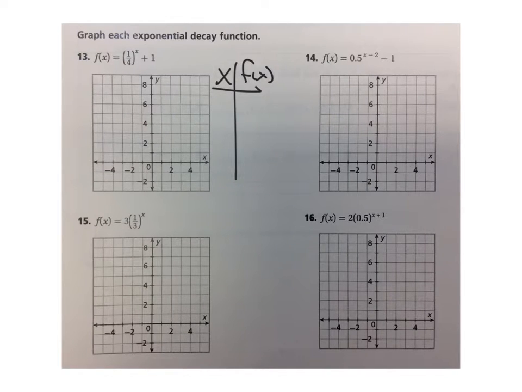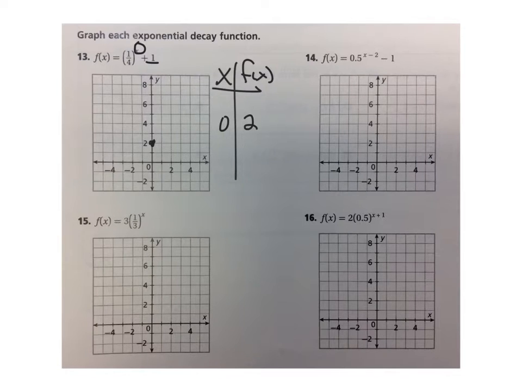Now, on these graphs, we want to graph the exponential decay function. All right. Now, if you notice, remember what we talked about if I plugged in 0 for x? Well, 1/4 to the 0 power would be 1. And so if you add another 1 to it, that would be 2. So there's going to be a point at 0, 2.